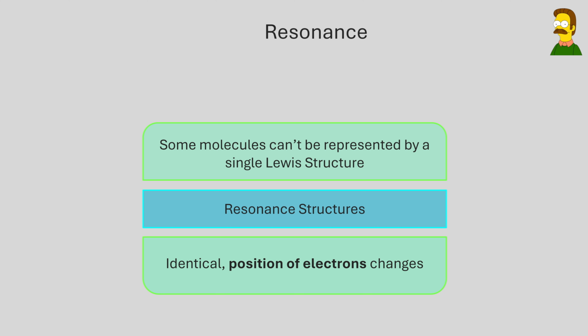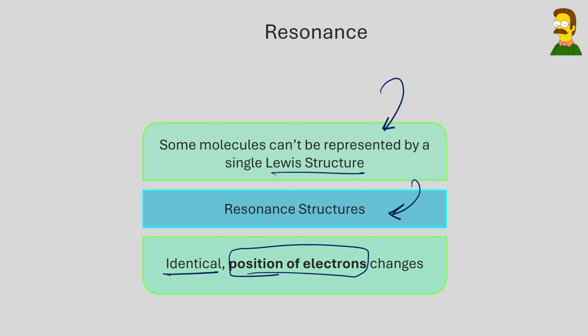Okay, the deal is, some molecules you can't represent with a single Lewis structure. What's a Lewis structure? All those structures we drew with lines and electrons, they're all Lewis structures. Please revise bonding if you're not familiar with this. And if I draw multiple structures that represent the same molecule, all of them are separately called resonance structures. They're all identical. It's just the position of electrons that changes.